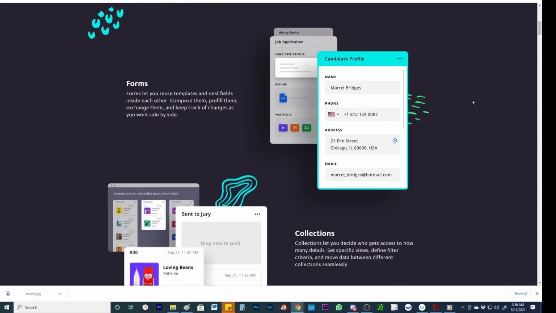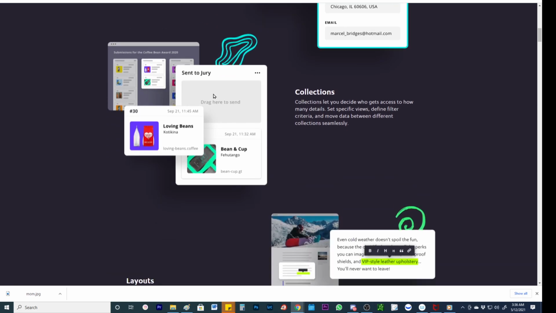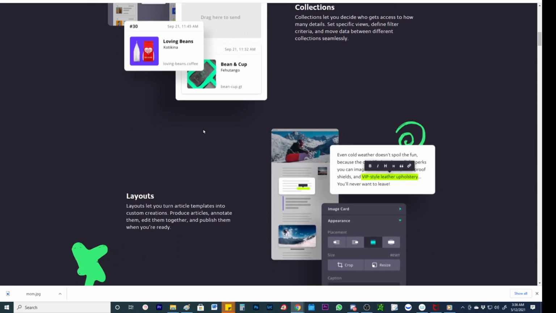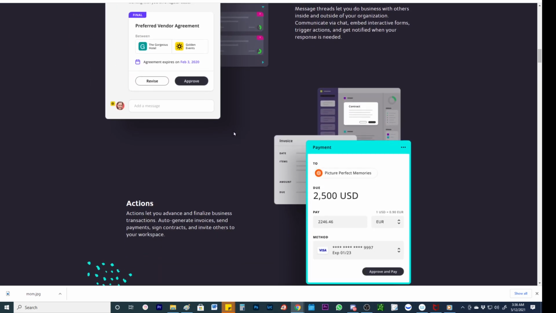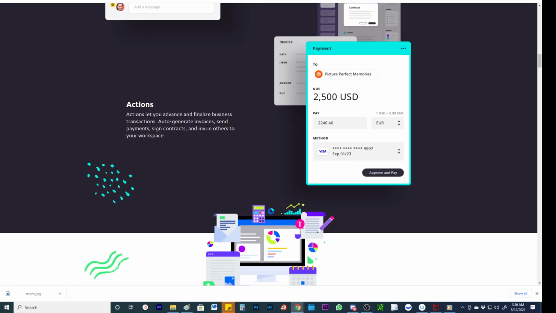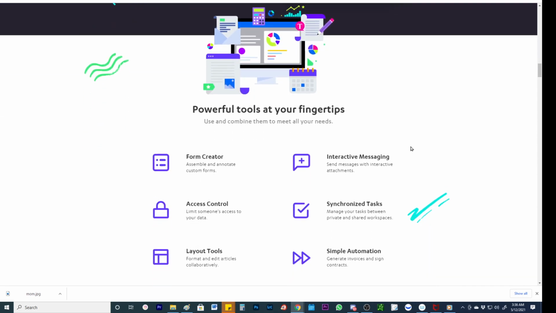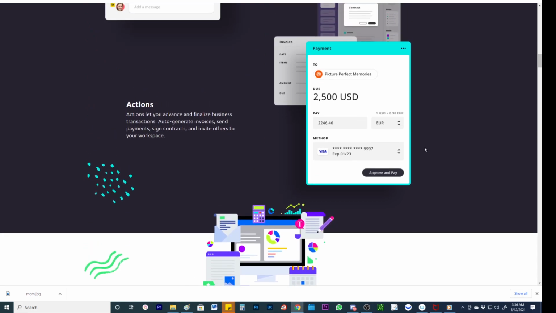Okay, they have these things called stacks. So I'll leave a link below. You guys go check it out yourselves. They have forms, they have layouts, they have actions, and they let you do different things. For example, this one lets you advance and finalize business transactions, auto-generate invoices, send payments, sign contracts, and invite others to your workspace. So this project, in fact, seems to be very powerful.